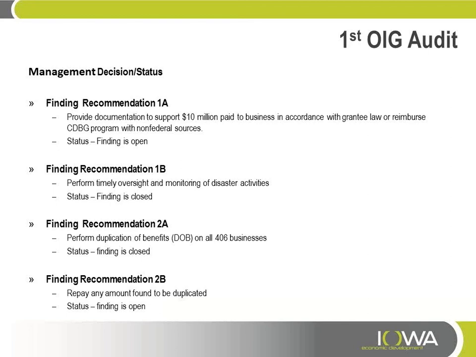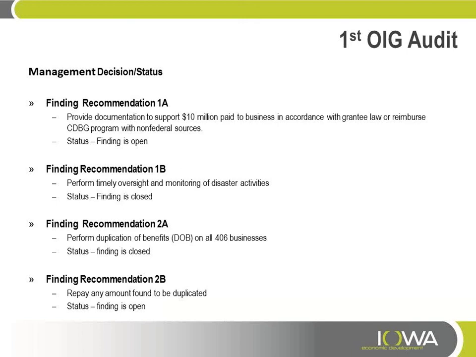The final recommendation is to repay anything that has been duplicated. Like I said, we are in the process of recapturing funds at this point. For the first program, the Jumpstart Business Program, we have an amazingly small amount of businesses that either we couldn't get duplication of benefits on, or that were actually not a business at the time of the flood, or in some way not eligible. I think I looked before we came, and I think it was 12 that we have left to go back out of 406, and I think that's pretty good.